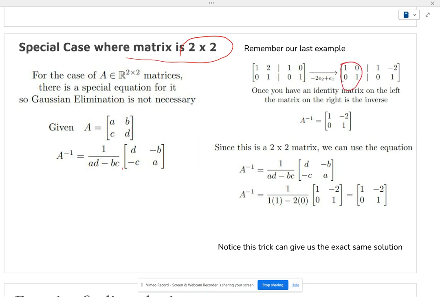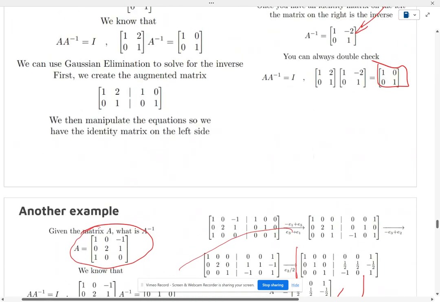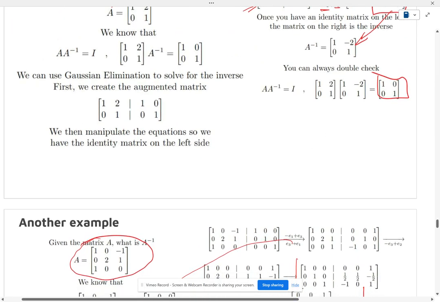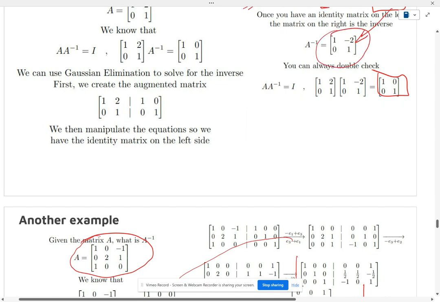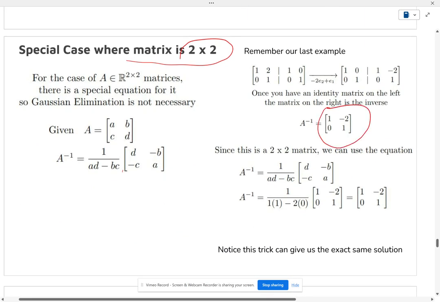So remember, the goal is to get to identity. If you have identity, then that's good. That means it's the inverse. So you remember from our last example, what was the answer? The inverse was this, I believe: 1, negative 2, 0, 1. So 1, negative 2, 0, 1.